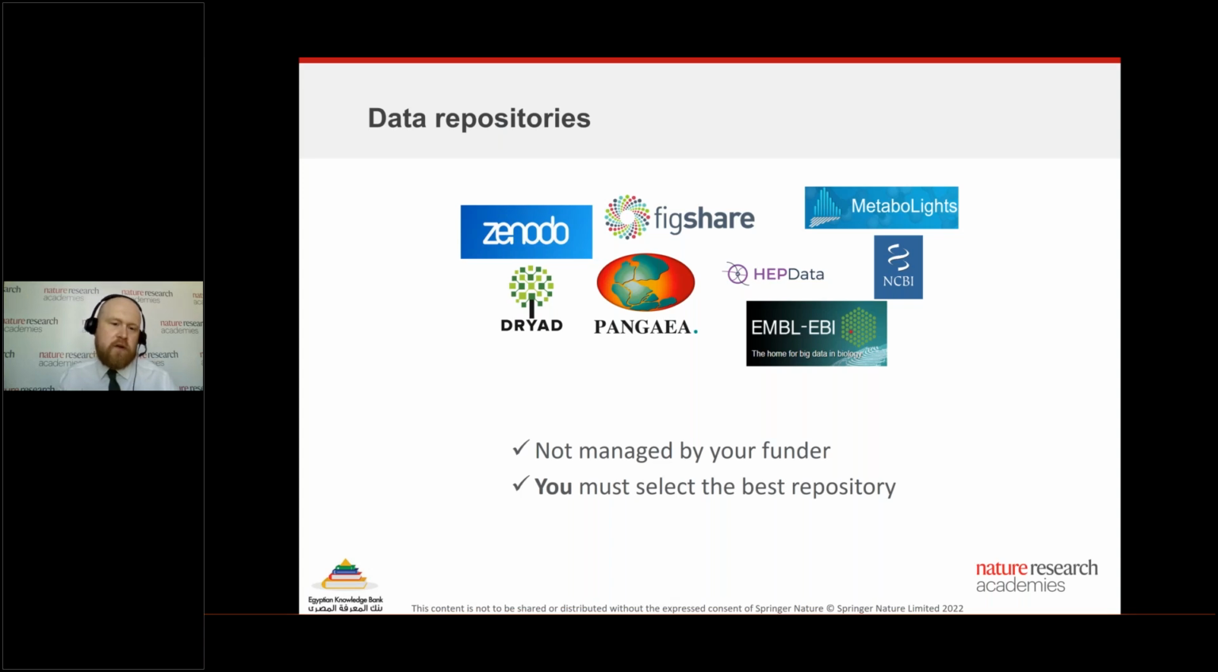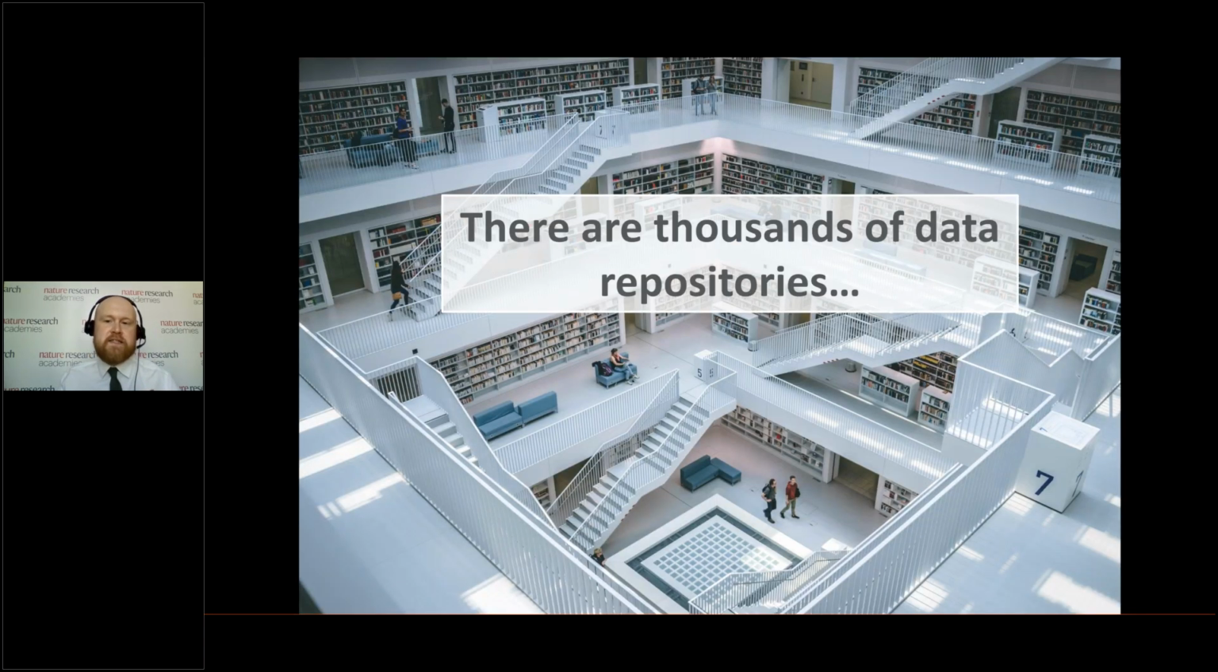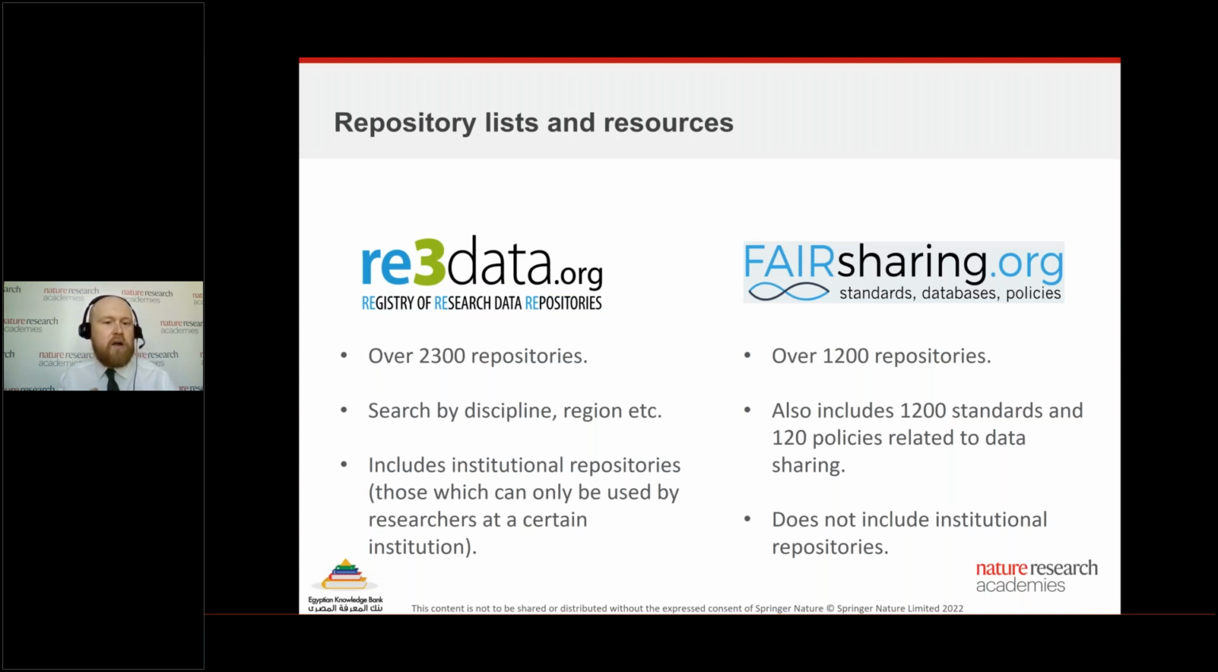Now, there are many different repositories available. These will not be managed by the funder. You will be expected to find a suitable repository for your data. So I do recommend using research repository lists, because there are thousands of data repositories. Two popular repository lists are re3data.org and fairsharing.org. These are expansive lists of repositories. I do recommend that you explore. You can search by discipline, for example, to find the most suitable repository for your research data.